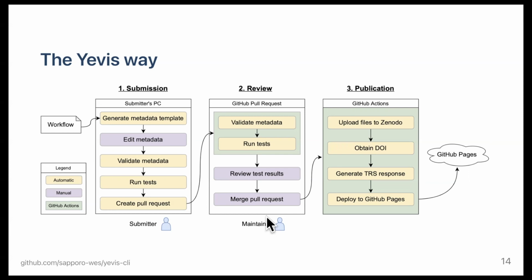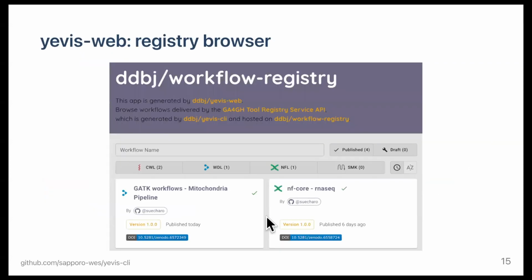The system also generates a Tool Registry Service protocol, abbreviated to TRS, defined by the GA4GH Cloud workstream, which helps this distributed registries model. We also developed a workflow browser for the registry built with Yevis, which helps users to find and use workflows efficiently.